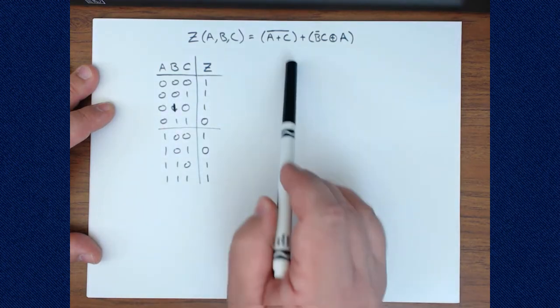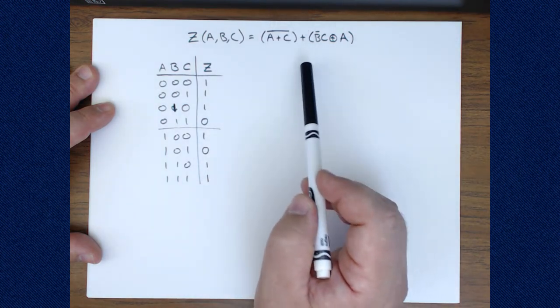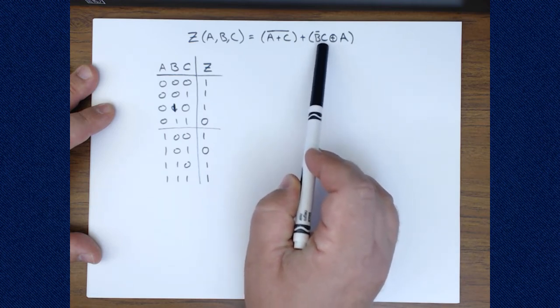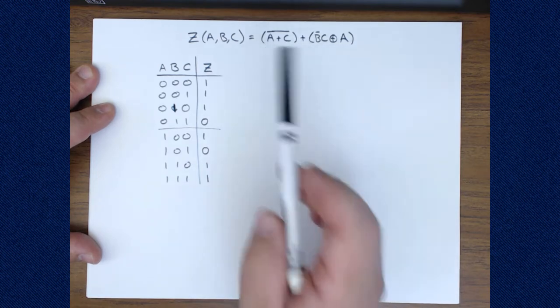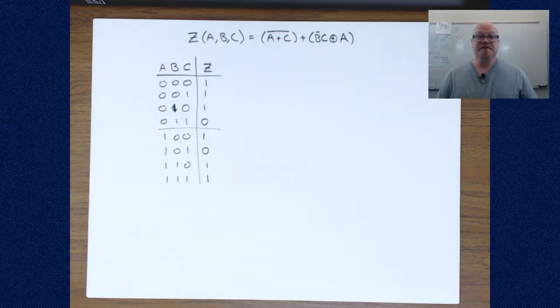But there were a lot of steps. We had to do a or c and then invert that for the NOR. We looked at the inverse of b. We ANDed the inverse of b with c. We took that, exclusive ORed it with a, and then had to OR the two halves of this together. And anywhere along the way, we could have made a mistake.